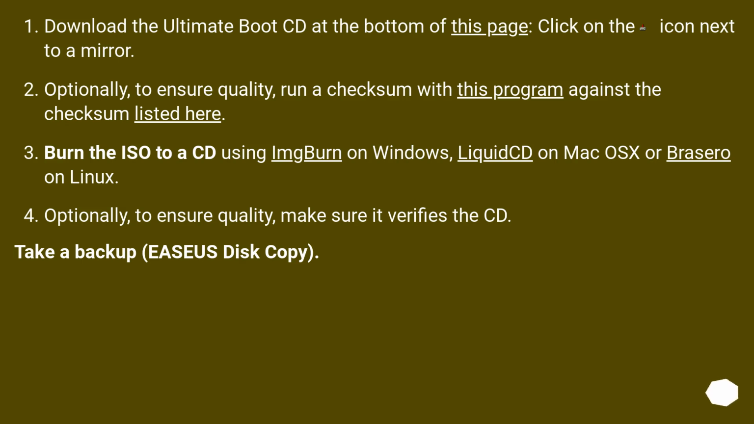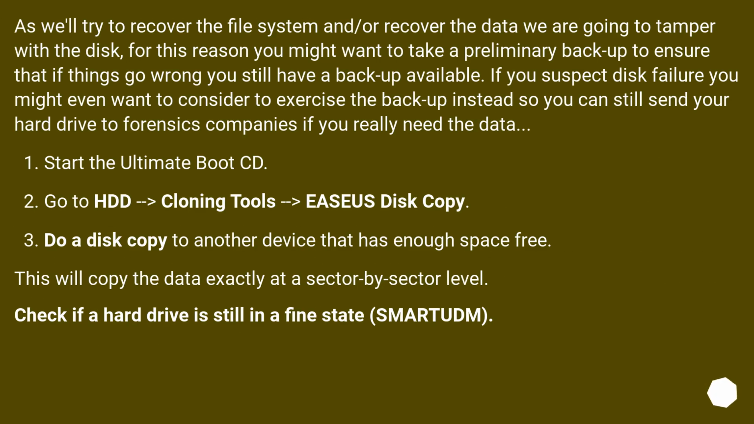Take a backup, Easeus Disk Copy. As we'll try to recover the file system and or recover the data, we are going to tamper with the disk. For this reason you might want to take a preliminary backup to ensure that if things go wrong you still have a backup available. If you suspect disk failure, you might even want to consider to use the backup instead so you can still send your hard drive to forensics companies if you really need the data.